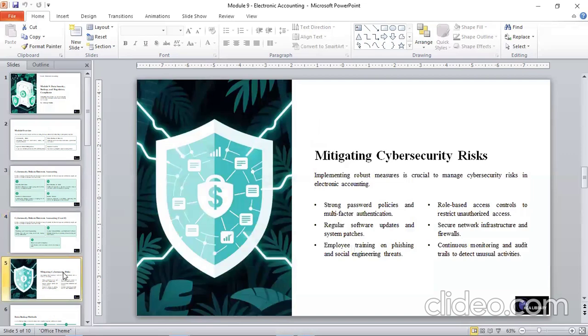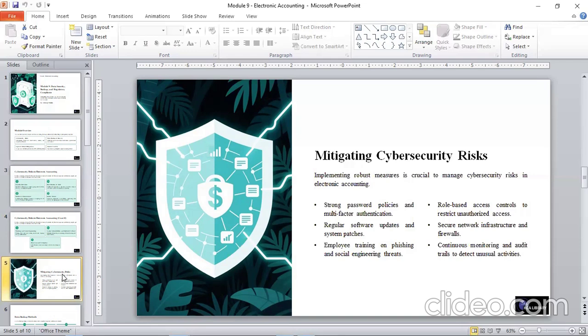How do we mitigate this risk as it pertains to cybersecurity? Implementing robust measures is crucial to managing cybersecurity risk in electronic accounting. The first is a strong password policy and multi-factor authentication. It is very important that a strong policy should be put in place for the passwords to be used in the organization to mitigate the risk of cybersecurity.